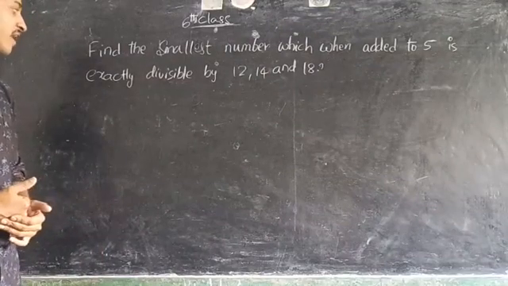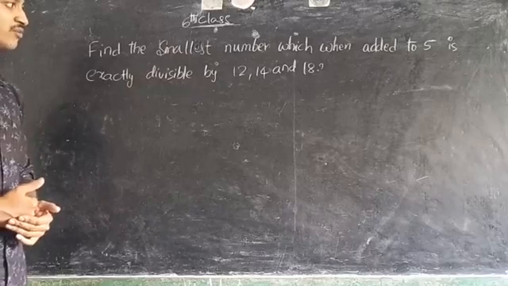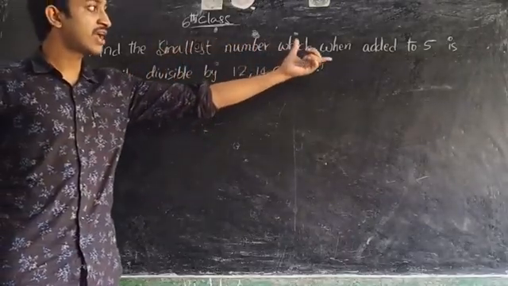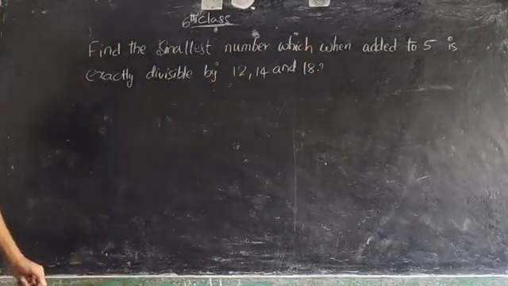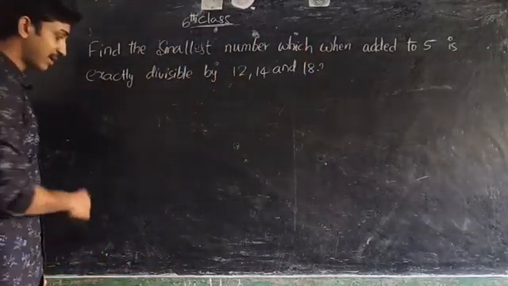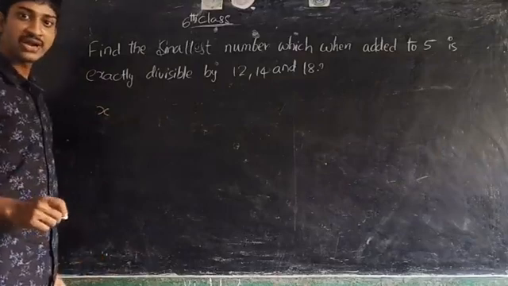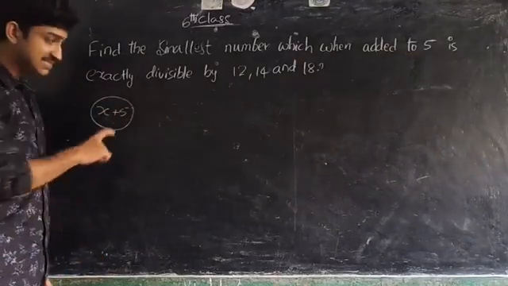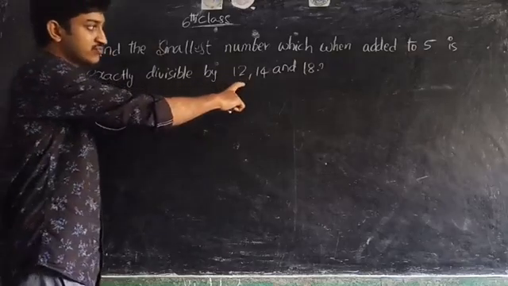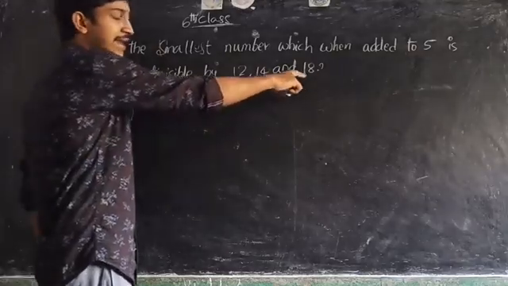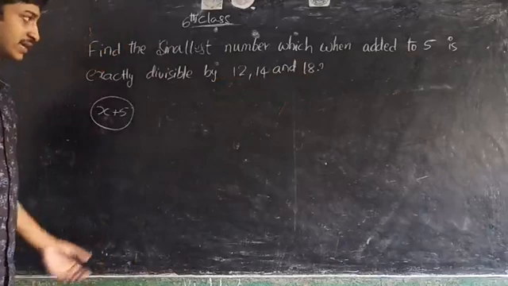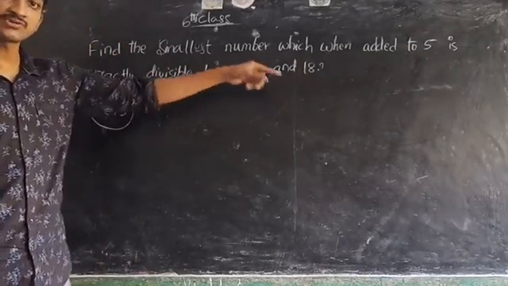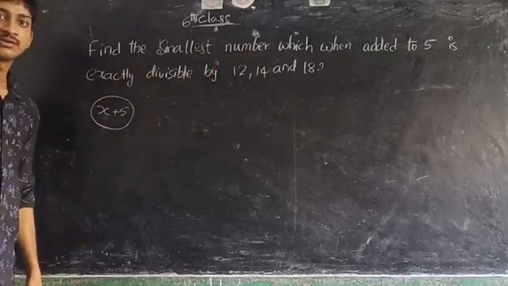The smallest number which, when added to 5, is exactly divisible by 12, 14 and 18. I am calling that smallest number x. When you add 5 to this number, it is exactly divisible by 12, 14 and 18 also, and it is the smallest such number.